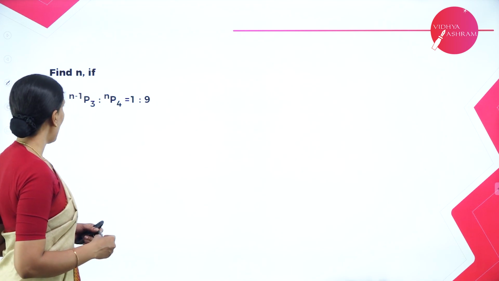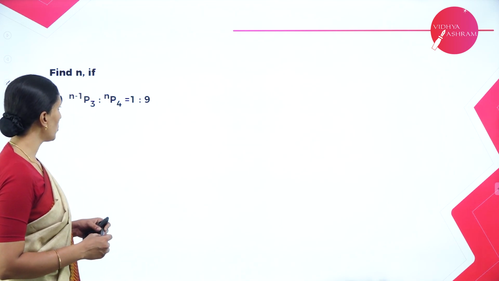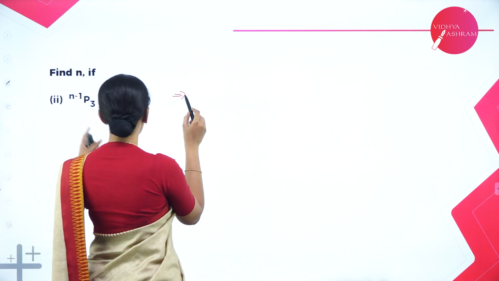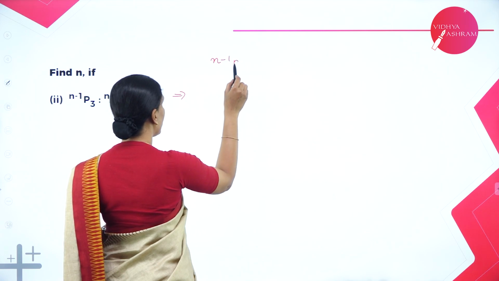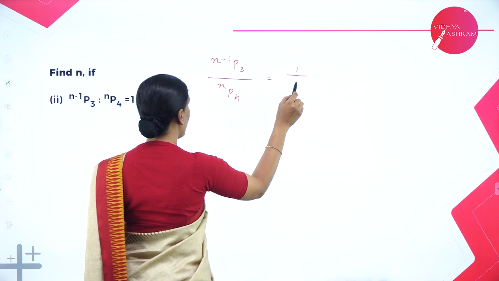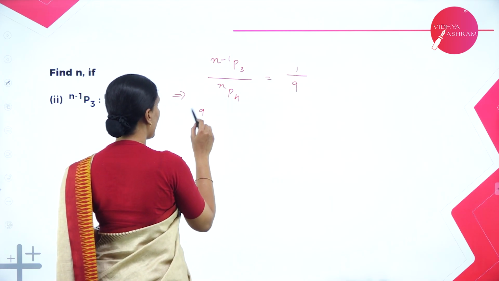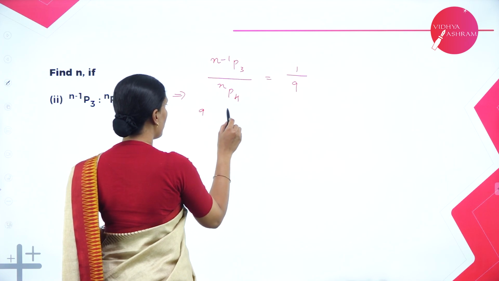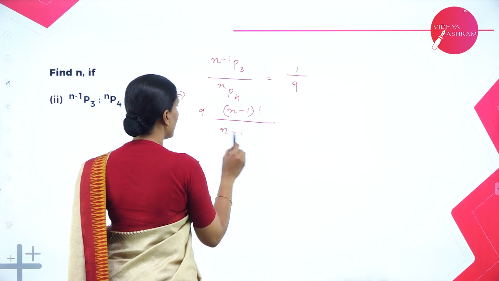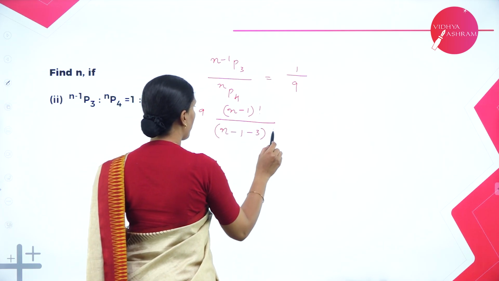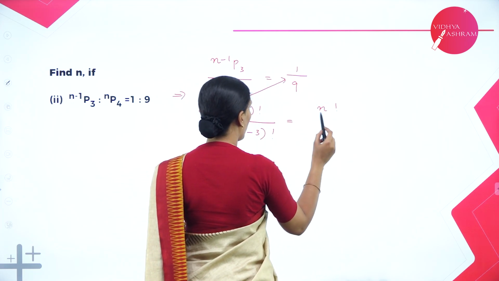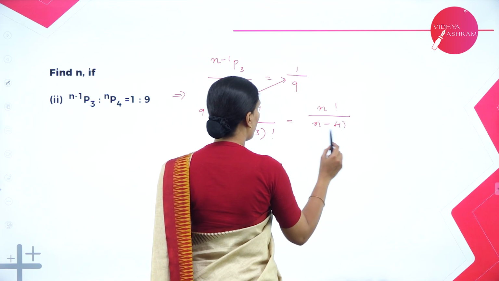Next question, we have (n minus 1)P3 is to nP4 is equal to 1 is to 9. So we can write this in fraction form: (n minus 1)P3 divided by nP4 is equal to 1 by 9. (n minus 1)P3 can be written as (n minus 1) factorial divided by (n minus 1 minus 3) factorial. And nP4 can be written as n factorial divided by (n minus 4) factorial.